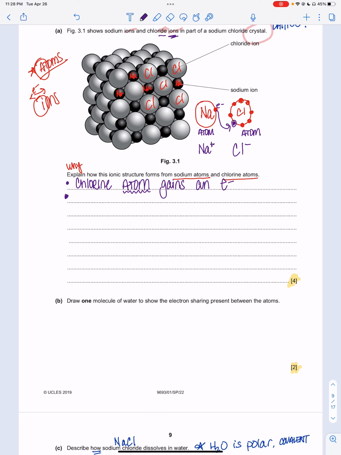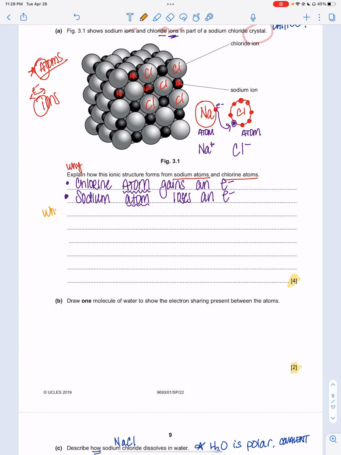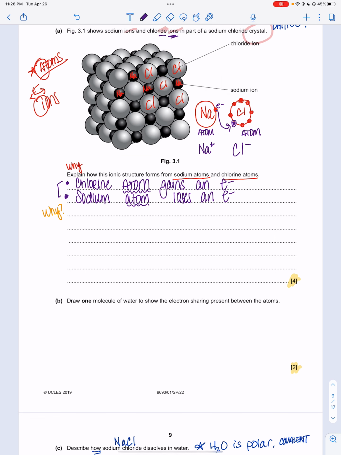Gains an electron. Sodium atom loses an electron. And here's your why. You're also essentially answering the how right here, those two.